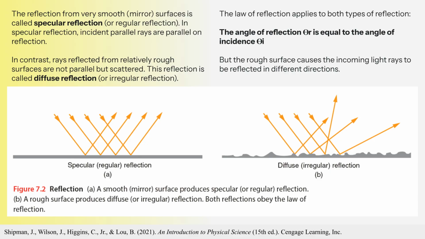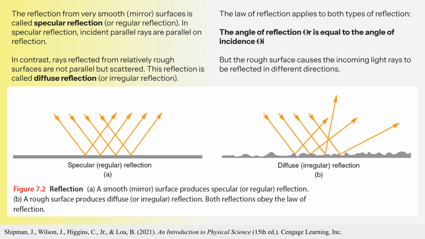Smooth surfaces, like mirrors, produce specular reflection. In this type of reflection, parallel incoming rays remain parallel after reflecting. This allows clear images to form. Rough surfaces cause diffuse reflection. Here, incoming light rays reflect in many different directions because the surface is uneven. Even though the directions differ, the law of reflection still applies at each tiny point.